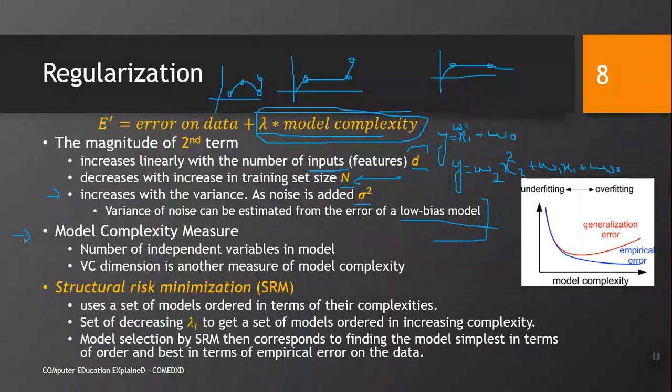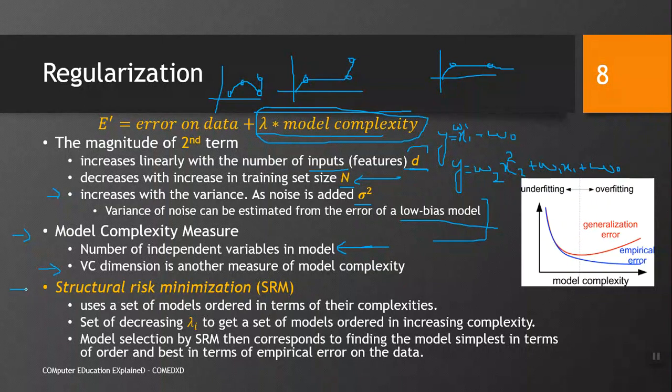Model complexity measure: how do we measure the model complexity? There are two ways. Number one, the number of independent variables in the model. For example, how many features there are tells us the complexity of the model. The more features, the more complex the model. Another measure is the VC dimension, or Vapnik-Chervonenkis dimension, that we have seen in the earlier lectures.